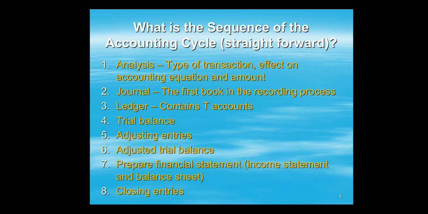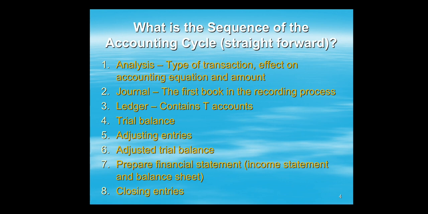Step 2 is to do journal entries. Journal is a book. It is the first book that you have to use in accounting. So in step 1, you think or analyze, and then you record the transaction in the journal. I will explain the details in the later slides. So you record all transactions in the journal.